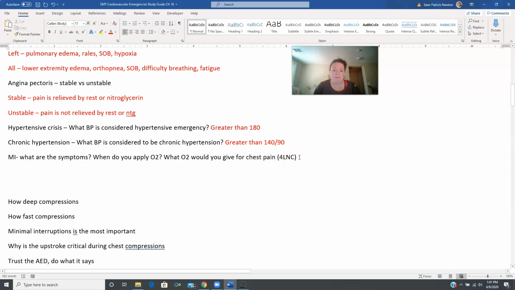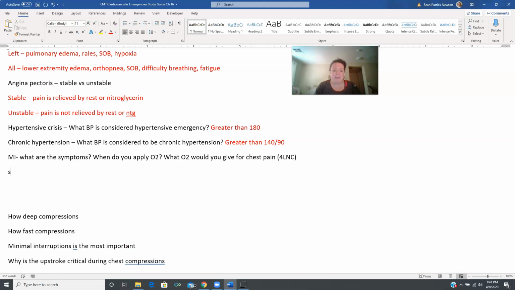When do you give O2? If the patient has SATs less than 94, we are going to give 4 liters nasal cannula for chest pain. Now, if it's a patient who's severely hypoxic, like let's say there's really profound cyanosis where they're blue all over, not just blue in the lips, we're going to go with more than 4 liters nasal cannula. We're going to go with a non-rebreather mask.